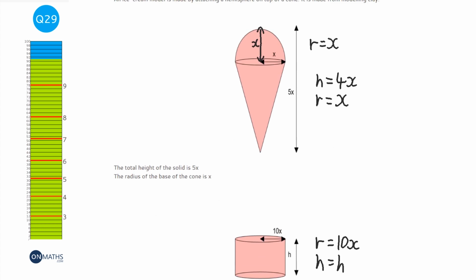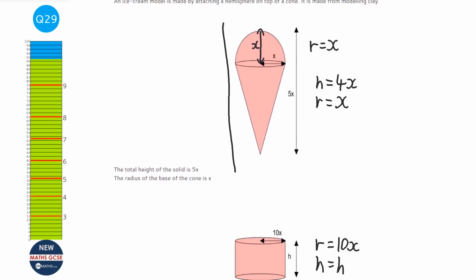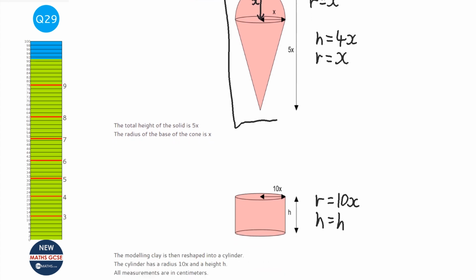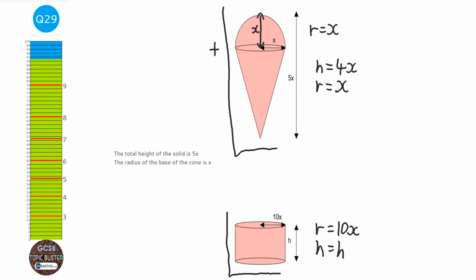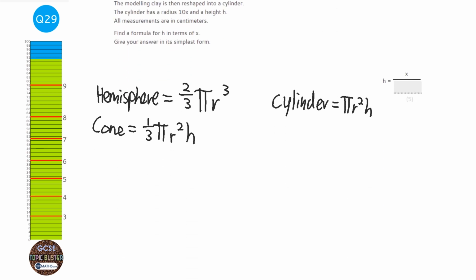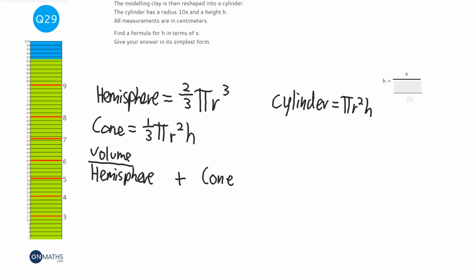Okay, now let's have a look at what this question's saying. It's saying that this thing here is going to be melted down and is going to be used to create this. So that's just saying that the volumes are going to be the same. So if I add the volume of the hemisphere to the volume of the cone, it should equal the volume of the cylinder. Okay, so we know that a hemisphere plus the cone volume, and I should write volume here, to show the examiner that I'm working with volumes, equals the volume of, I don't know why I wrote an S, C for cylinder, there we go.